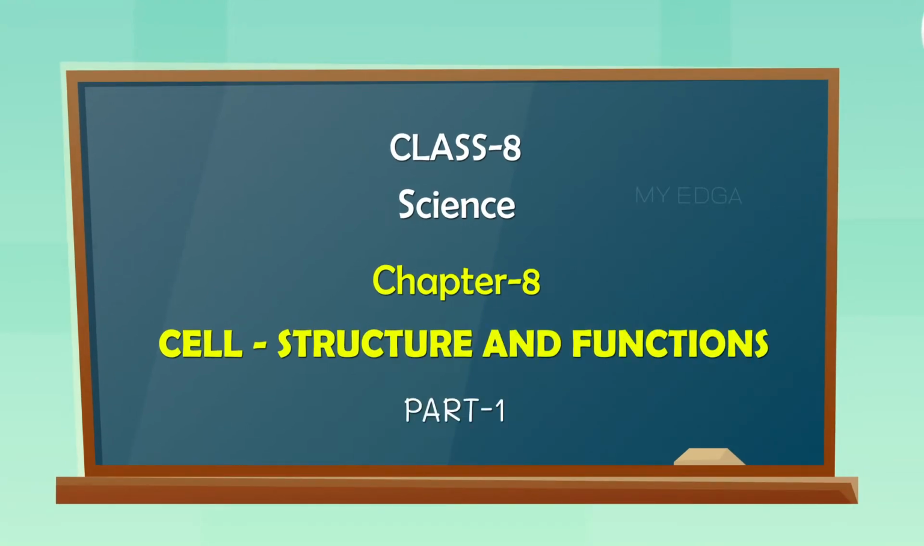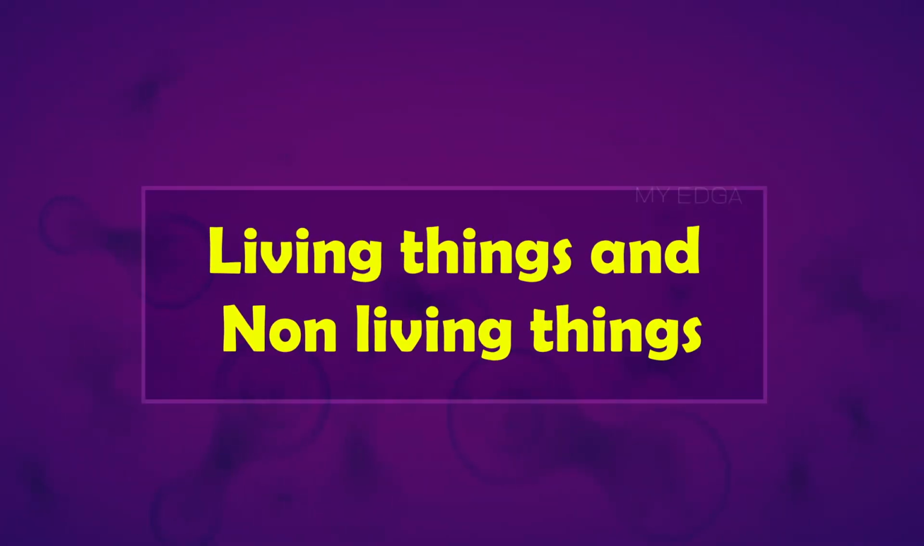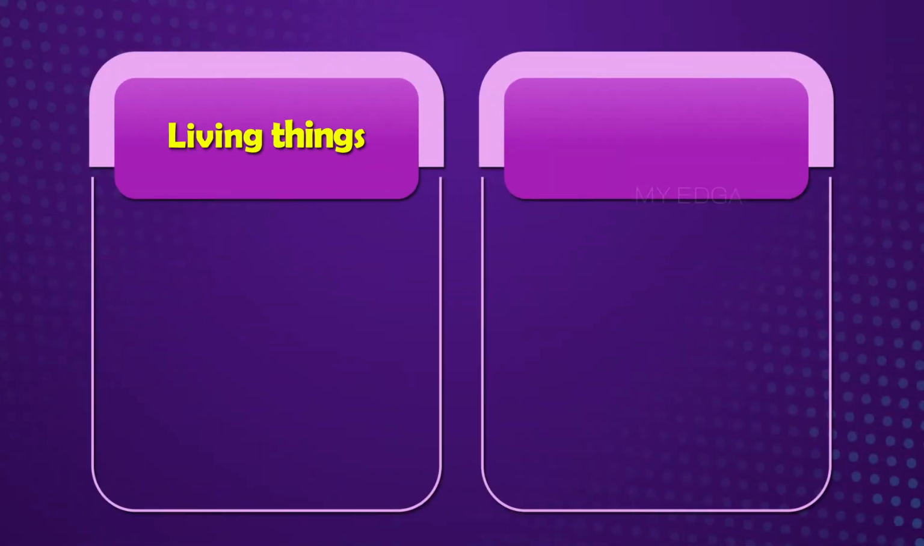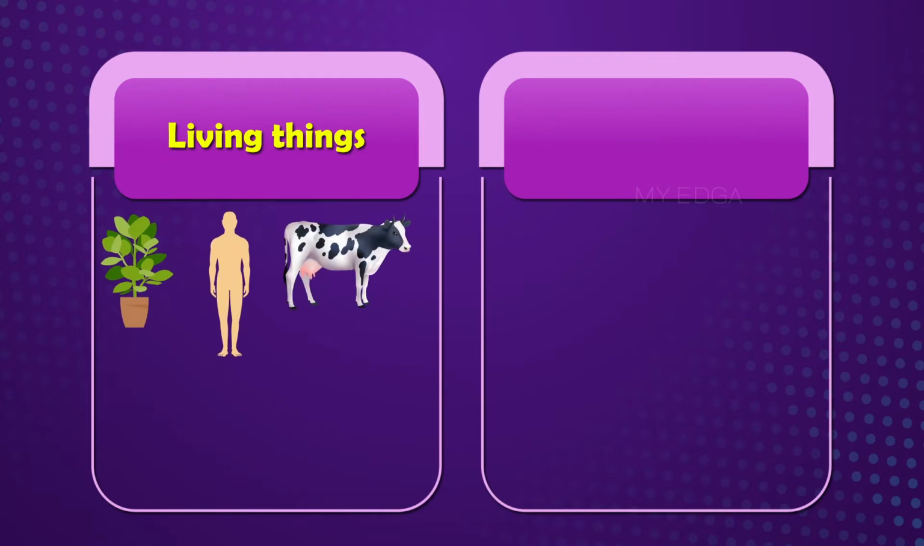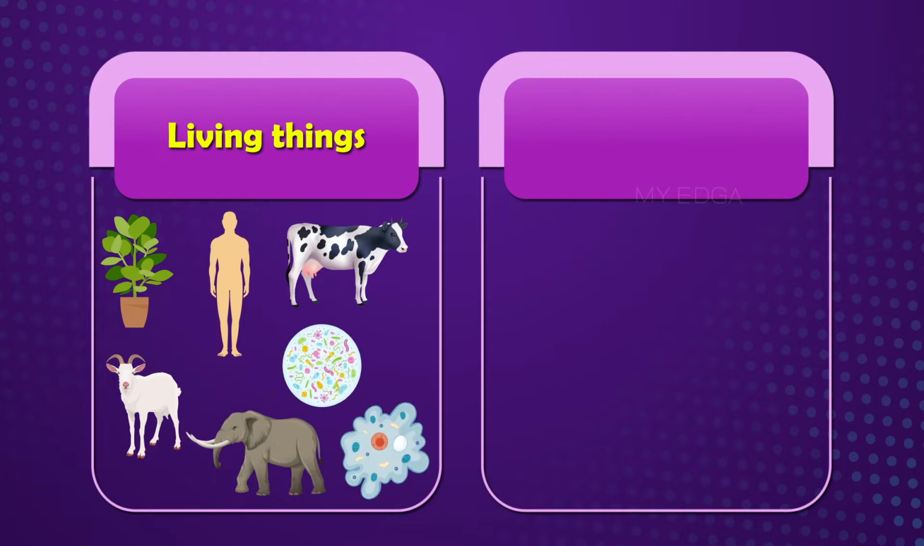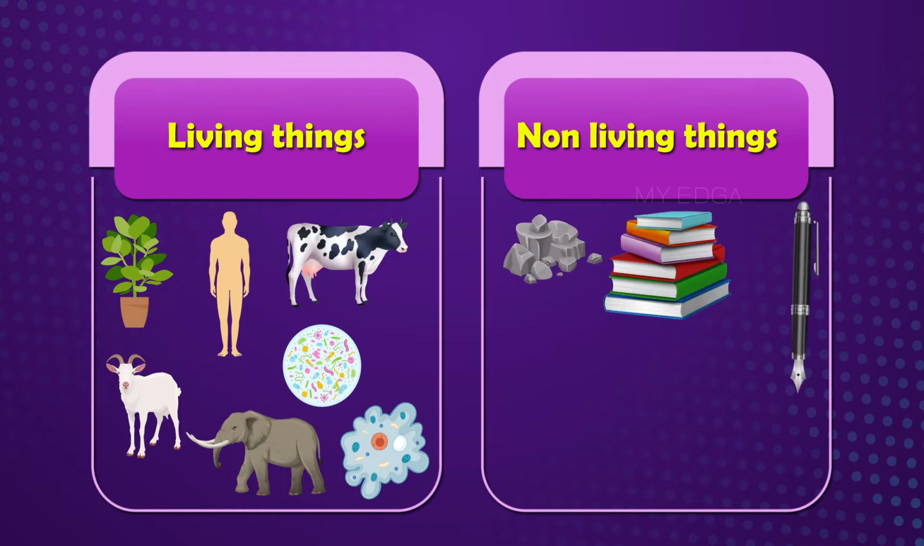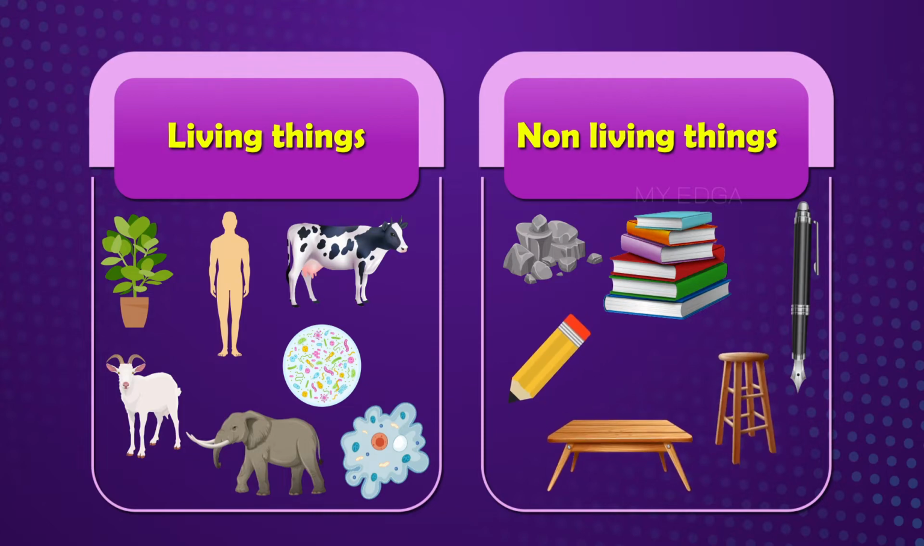In the previous classes, you have learned about living things and non-living things. Can you list out some examples of living things and non-living things? Yes, living things include plants, humans, cows, goats, elephants, amoeba, bacteria, etc. Non-living things include stones, books, pens, pencils, tables, chairs, water, etc.